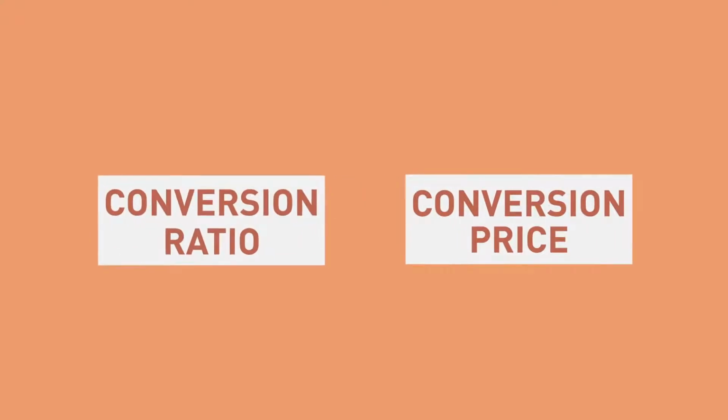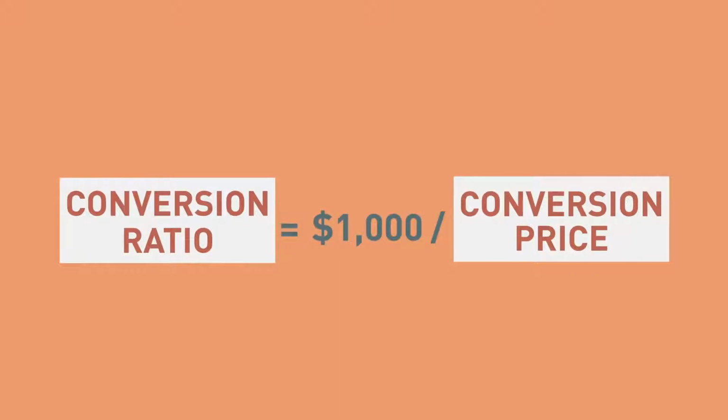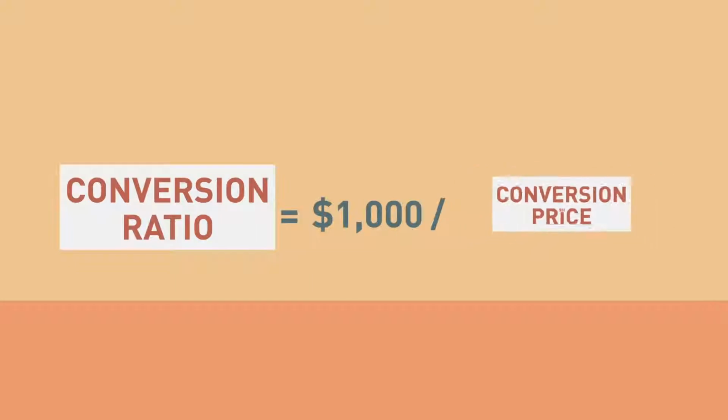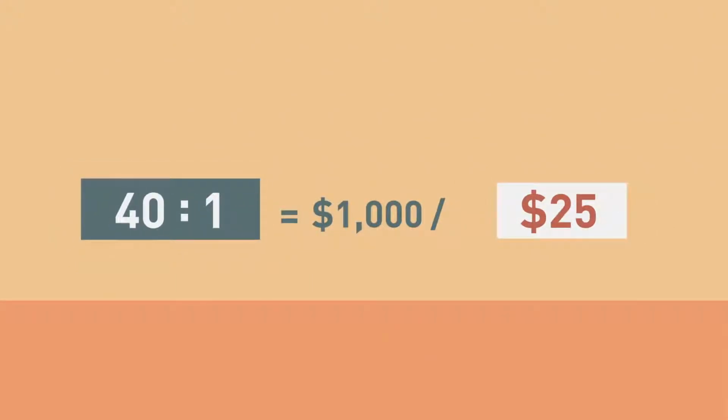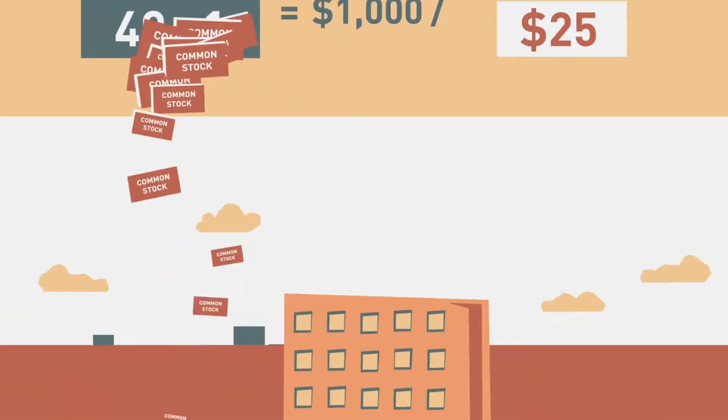The conversion ratio, an expression of the number of shares of common stock for which a convertible bond may be exchanged, can be found by dividing the par value of the bond, typically $1,000, by the conversion price. For example, if a convertible bond has a conversion price of $25, the conversion ratio is 40:1. This means that the bond could be converted to common stock once the underlying stock price reaches $25. In this case, the convertible bondholder will receive 40 shares of the issuer's common stock.